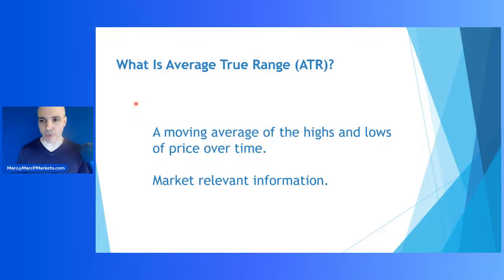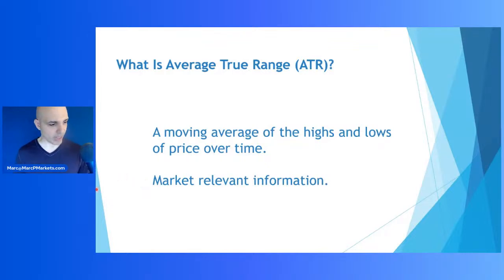But the ATR stands for average true range. It's not an oscillator. You can find this tool on any charting platform. What it actually is, is a moving average of the highs and lows of price over time. And the reason why this is useful is because it's market relevant. It's not something you're just coming up with in an anecdotal way. It has some sort of statistical relevance.